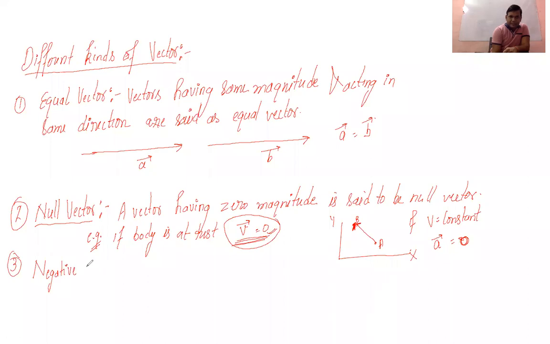What is a negative vector? You can understand it this way: suppose there are two equal vectors acting in opposite directions. Then the two vectors are said to be negative vectors. Two equal vectors means what? Equal vectors mean having the same magnitude.